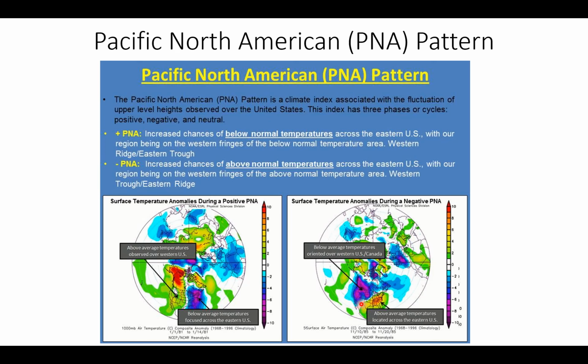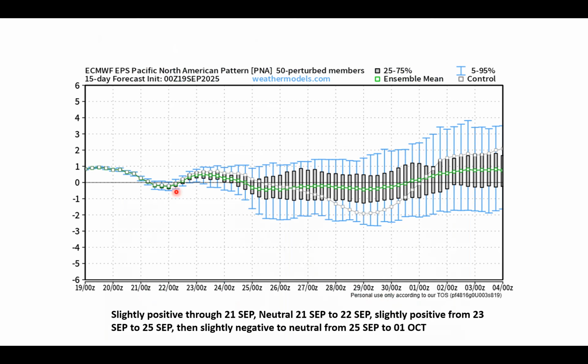It really has. When we see the PNA go negative for long periods of time, this is what you get in the bottom right here, this graphic. Below average temps across the western U.S. and Canada, more stormy across the Pacific Northwest and western Canada. Meanwhile, over the southeastern and mid-Atlantic areas, it's dry and above normal. Let's take a look at the forecast now.